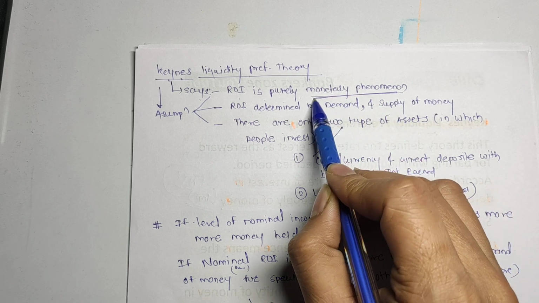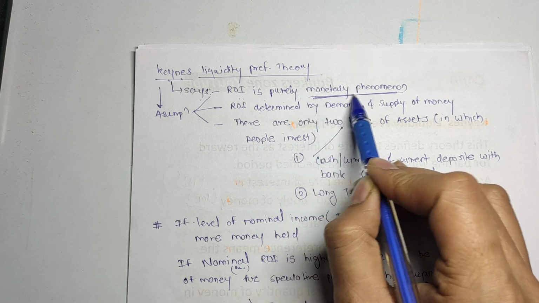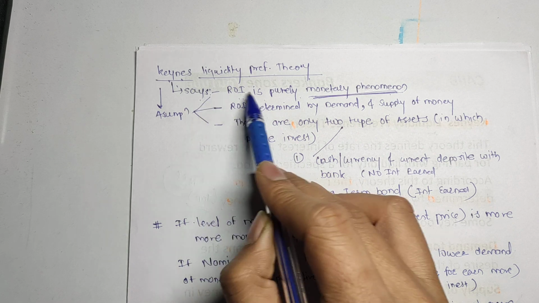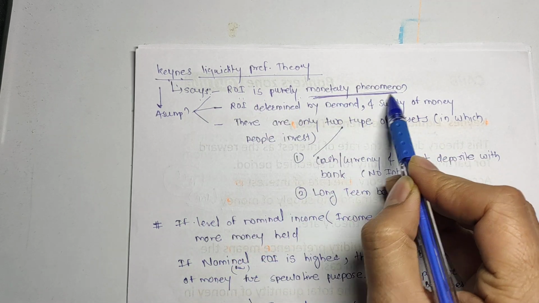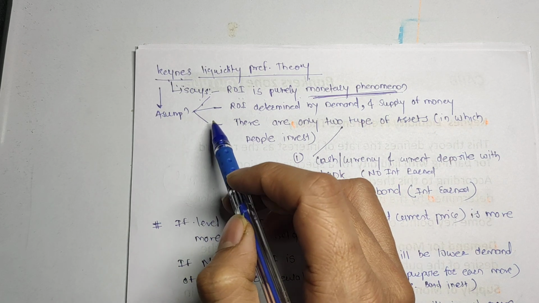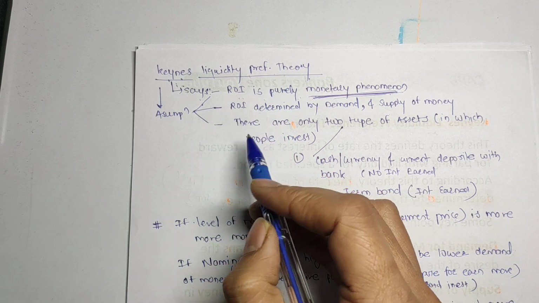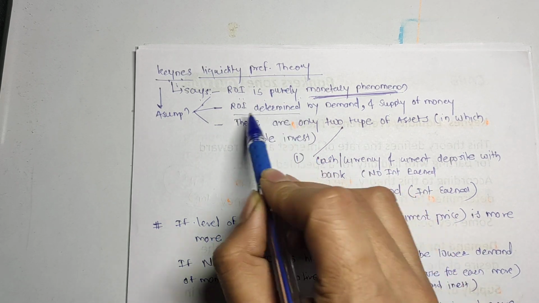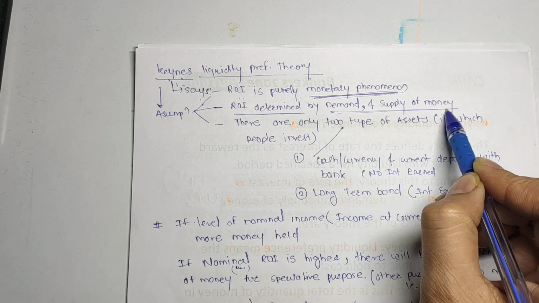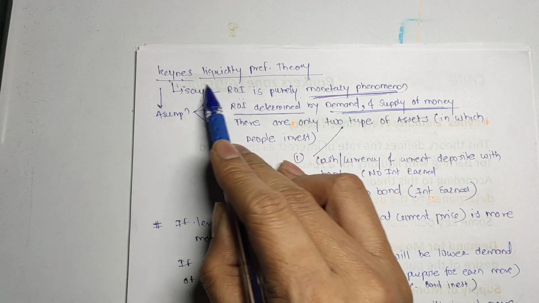According to Keynes, the rate of interest is a purely monetary phenomenon. You have to remember, according to Keynes, money is purely a monetary phenomenon. Next, for the Keynes liquidity preference theory, what is the second assumption? The rate of interest is determined by what? Demand and supply of money. That is nothing but the liquidity, and that is called the liquidity preference theory.